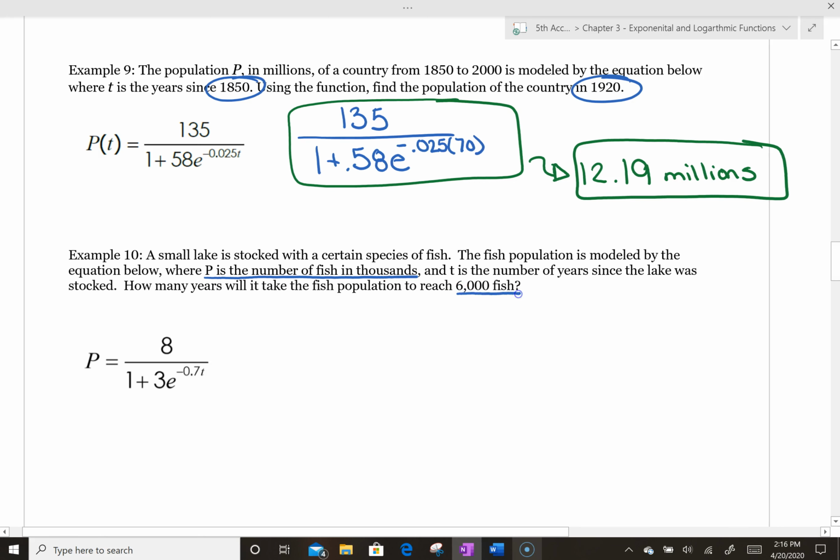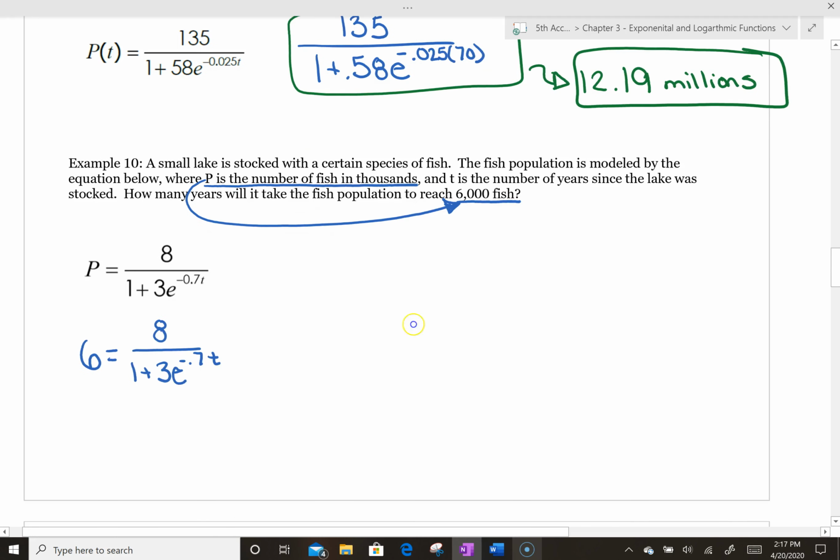Okay, so this time we're not looking for P, we're wanting to know when it would reach 6,000. So that's where we have to be very careful, and this statement comes into play here because P is in thousands. So the only thing you can plug in is 6, which is kind of a good thing because it makes it easier on us. We don't have so many zeros.